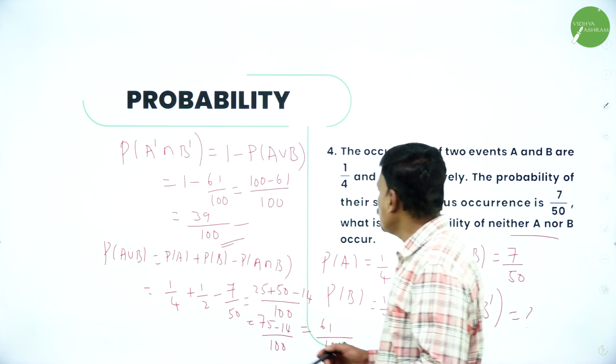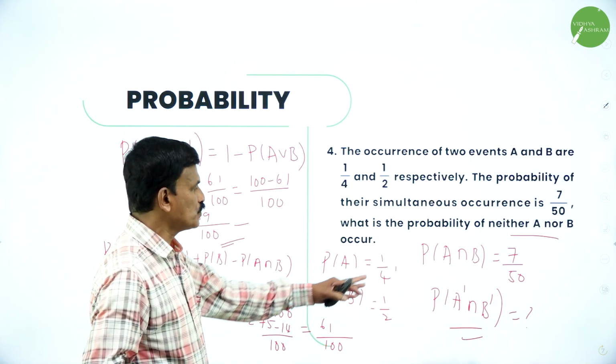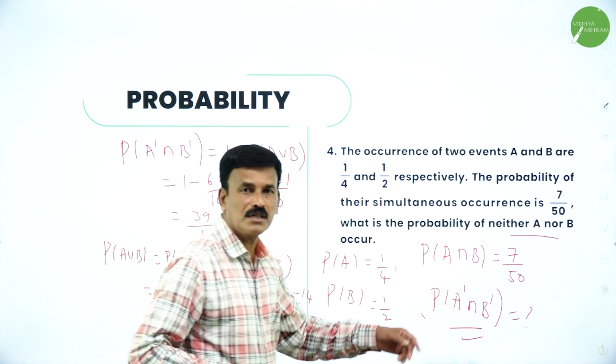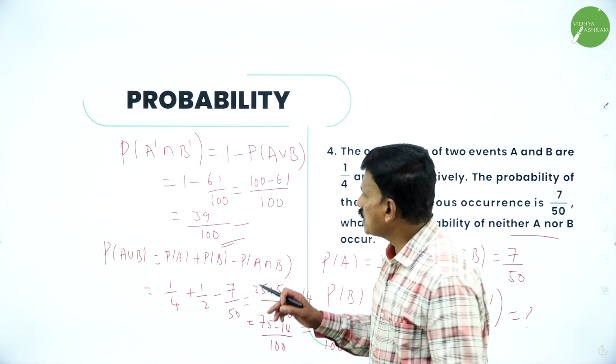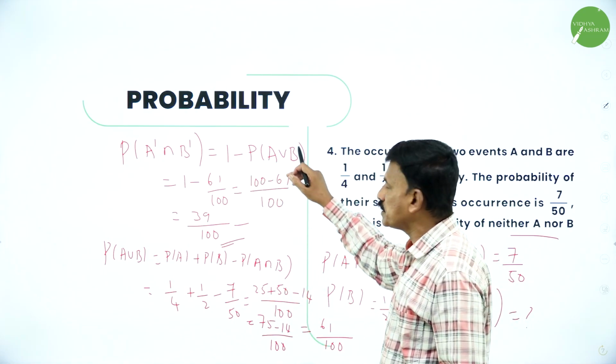So here, the probability of A is given as 1/4. Probability of B is 1/2. Probability of A intersection B is 7/50. What is to be found is the probability of A dash intersection B dash, which is equal to 1 minus probability of A union B.